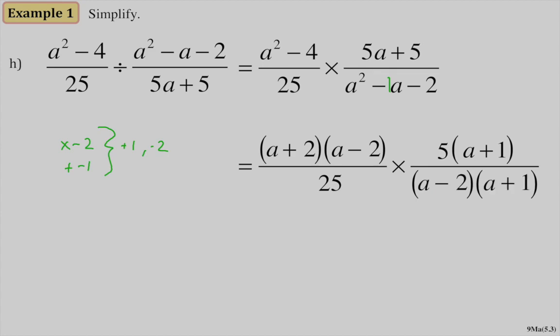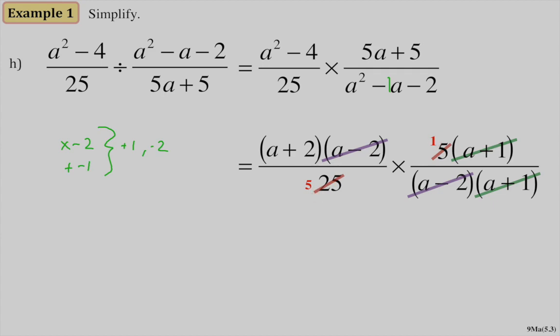Order doesn't matter. Now that I've factorized everything and I've fixed up the divided by sign, I can just look for common brackets. I know that some of these brackets will cancel. So the a plus 1s knock each other out. The a take 2s knock each other out. What am I left with? Hang on, before I take anything else, I've got a 25 and a 5. 5 goes into itself once. 5 goes into 25 5 times, so I can cancel those.